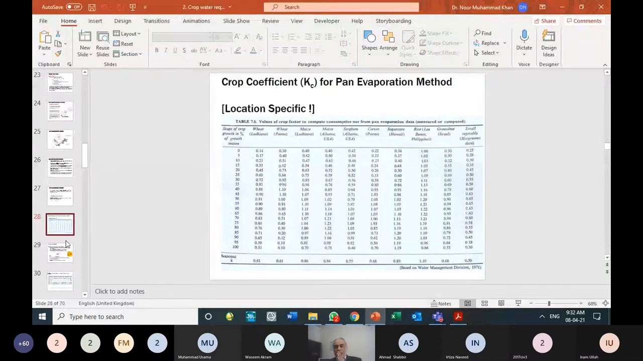Okay, so this is one of the methods, the pan evaporimeter. If you have the E-pan, if you have the K factor, which is the crop coefficient, for the pan evaporimeter, then you can find the ETC, actual evapotranspiration for different crops. This is the easiest method. You need E-pan and you need the K value, and you can calculate it.